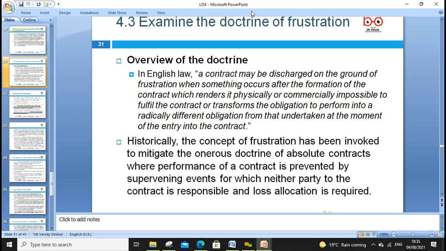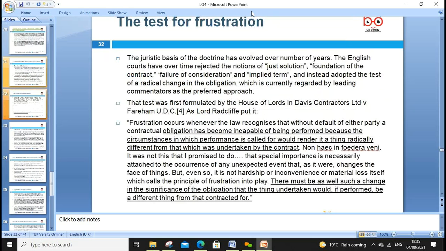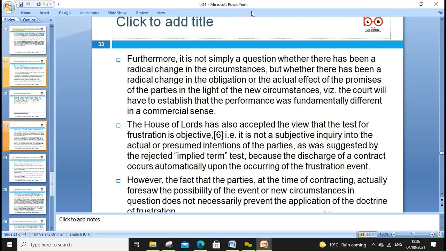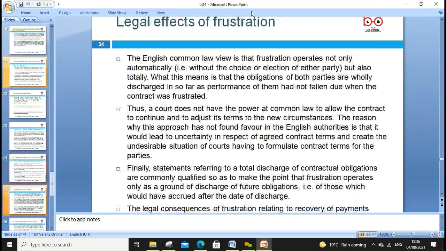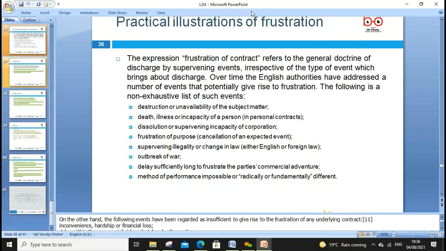Frustration invokes or mitigates the Roman doctrine of absolute contract, where the performance of the contract is prevented by supervening events for which neither party to the contract is responsible, and loss allocation is required. The court can use different tests. Why did this happen? Is it within anybody's control or not? And then they decide the legal aspect, in terms of giving the damages.